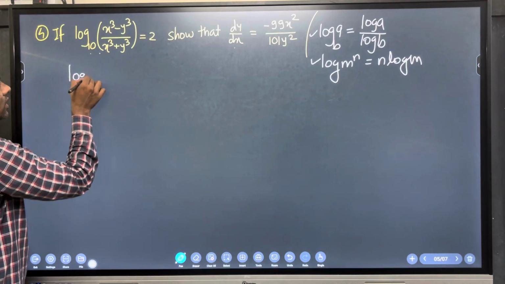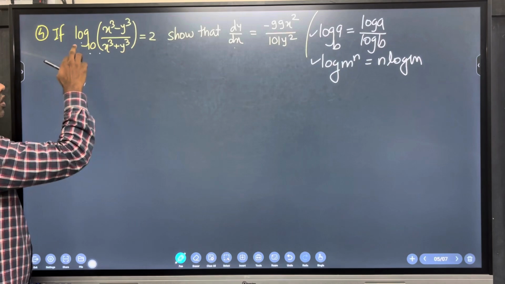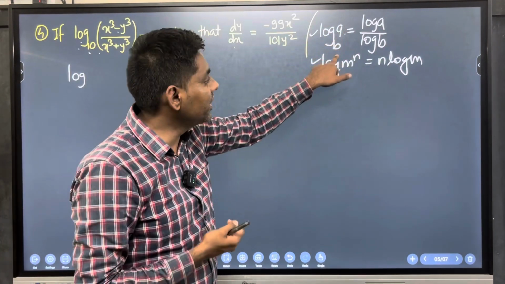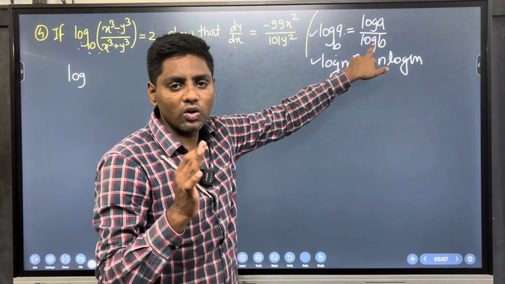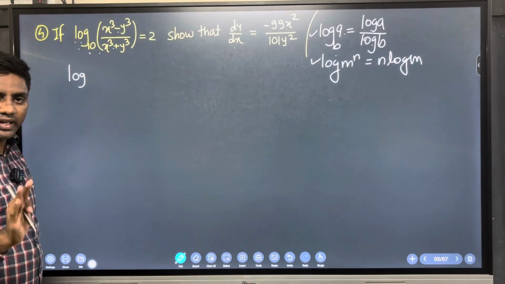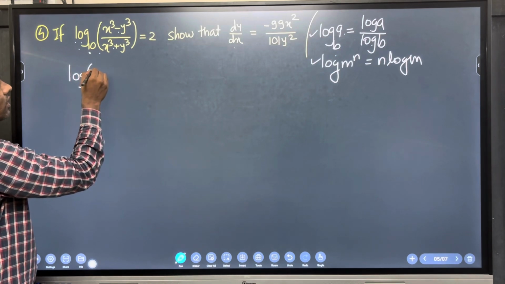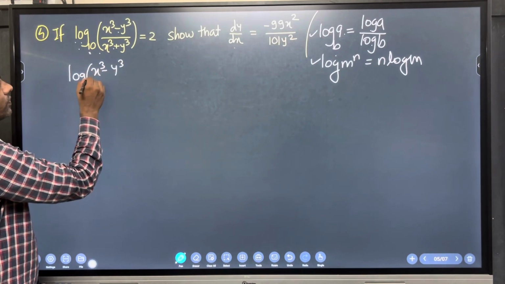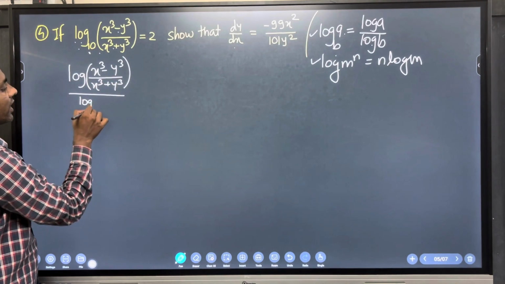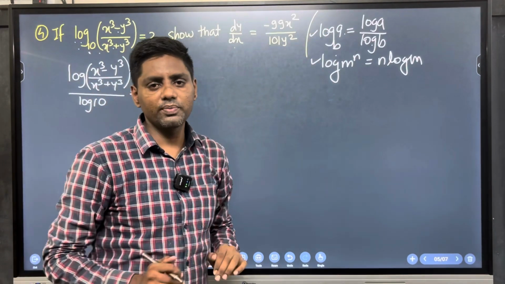So first, this is the log, bracket means our a and 10 means our b. So log of a to the base b, the answer is log of a divided by log of b. So when we apply here, this is the log of a, that is the complete bracket, to the base b means 10, similar formula applied. So the answer is log of (x cube minus y cube) divided by (x cube plus y cube), divided by log of 10, by using the first formula.